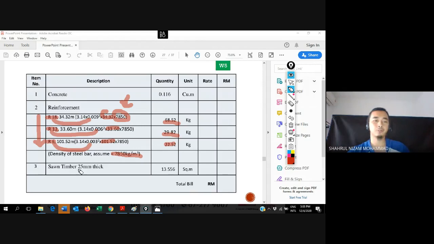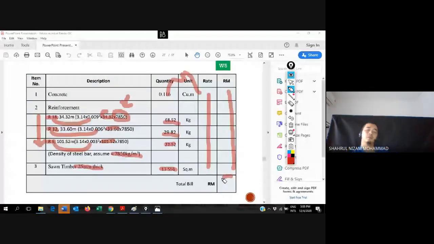And the last one for the sawn timber, you just use the same size. So you total up, it will be 13.556 square meter of sawn timber. So the rate you can get from supplier or in the final exam, the rate will be given in the question, and when you multiply the quantity and the rate, you will get the RM, and then you can determine the total cost for the project. So that's all for this question.